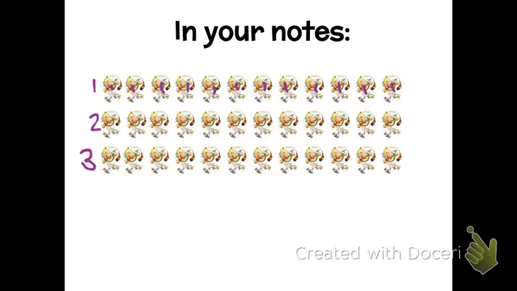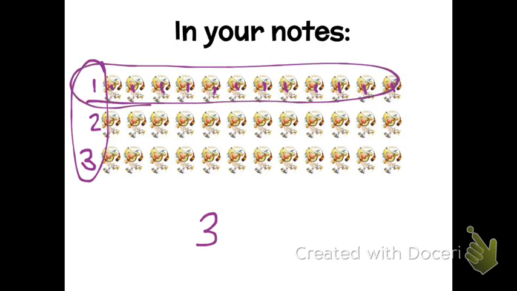Okay, in order to figure out the multiplication problem for this array, I look at my total number of rows, which is 3, and I look how many are in each row, which is 12, and I would multiply those together. Again, you should already have this part glued in your notes.